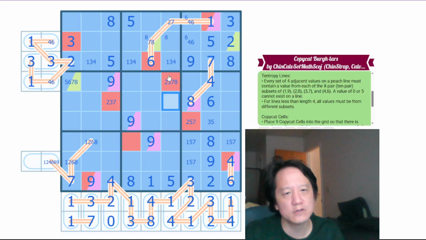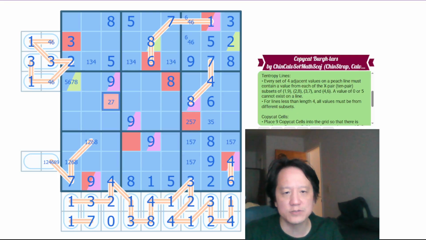That doesn't work. Oh, wait, no. We have 4 in value. So that means this must be 8 here to add up to 14. So this is 8. There's no 8 here. This can't be 2 on the entropy line. It's 7. This has to be remaining 8 for the Copycat cells.